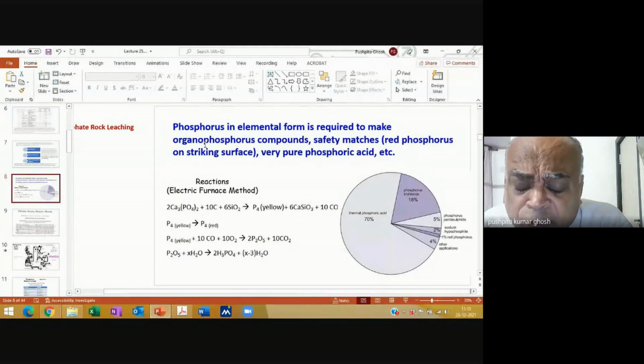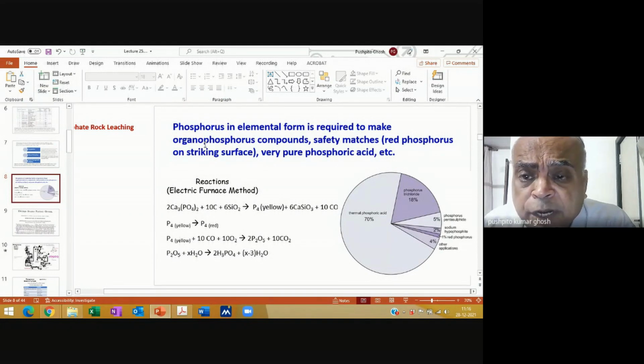So there was always a need for phosphorus, and you cannot get phosphorus by that method of phosphoric acid. To convert phosphoric acid again into phosphorus is extremely hard. So people had to devise a different method, a dry method of producing phosphorus.